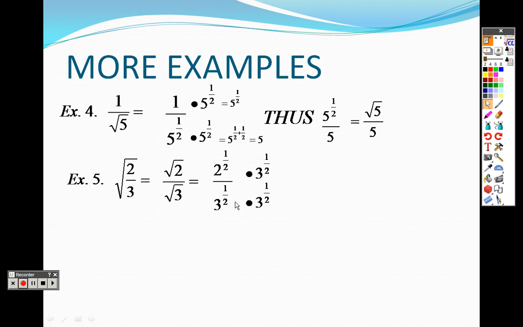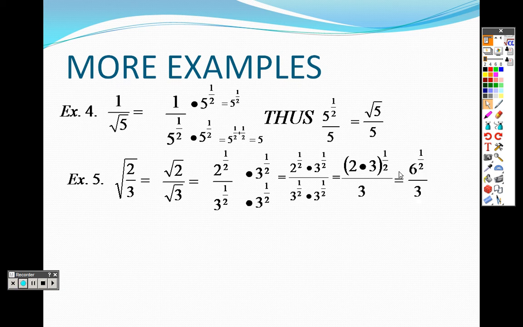So 3 to the half times 3 to the half, I end up getting a whole 3 on the bottom, but they both have a half in them. So basically what that means is I can combine the 2 and the 3, so I get 6 to the half on top over 3, which I can rewrite as root 6 over 3.